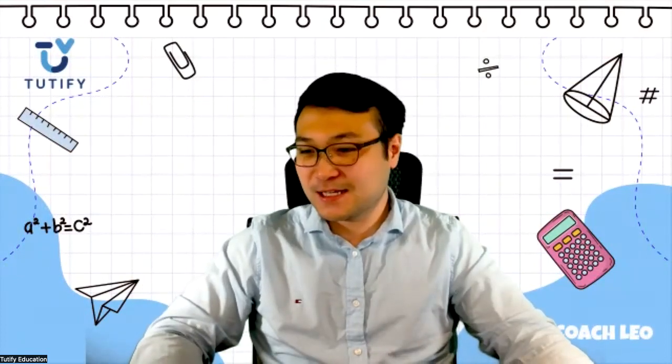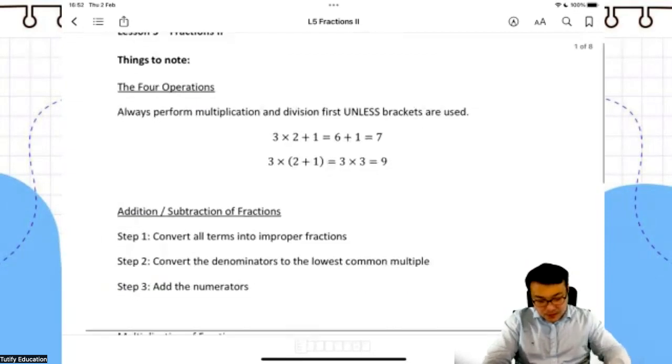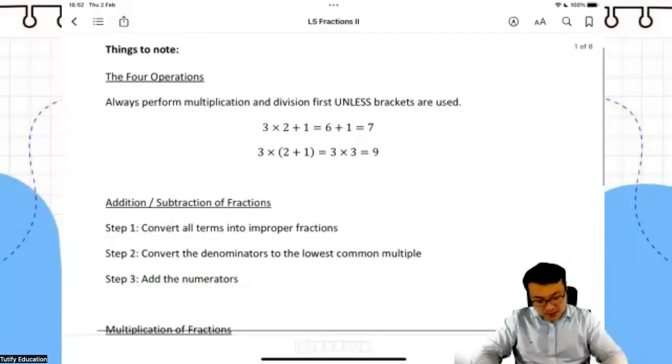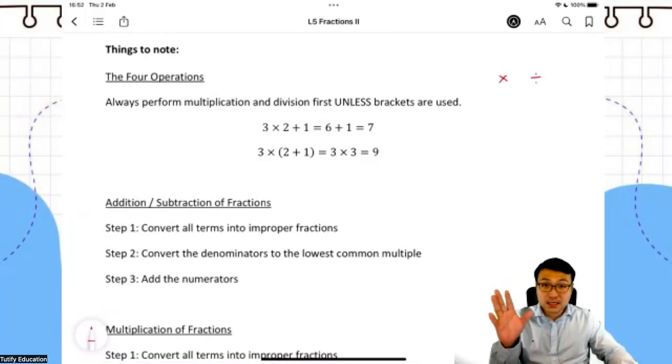Now, students, let's take a look at the worksheet. Okay, everyone, let's talk about the order of operations. Students, I'm sure you all heard of BODMAS, right? In school, they will teach you BODMAS. What does that mean? Essentially, if you see a multiplication sign or a division sign, they always take the priority. And later on, you will do the plus or the minus.